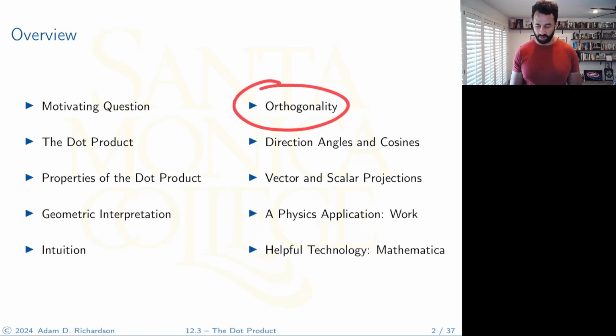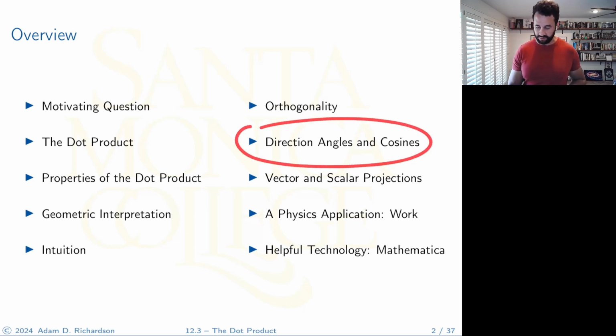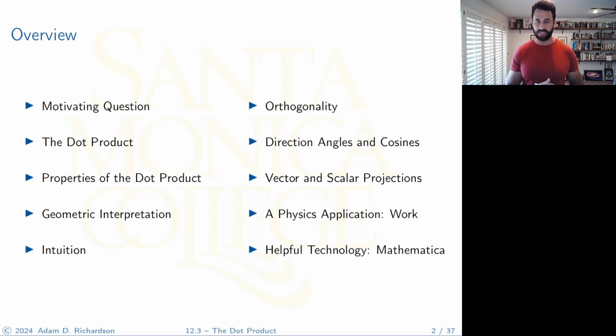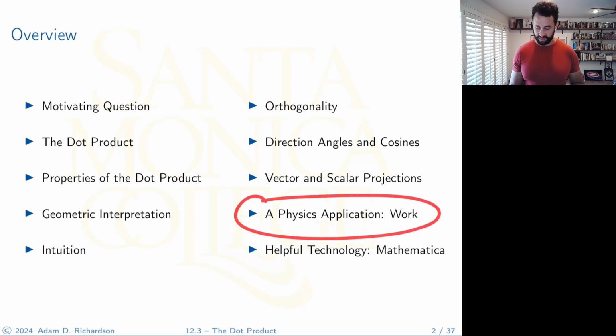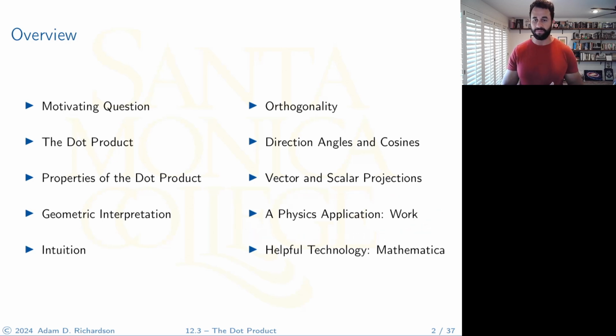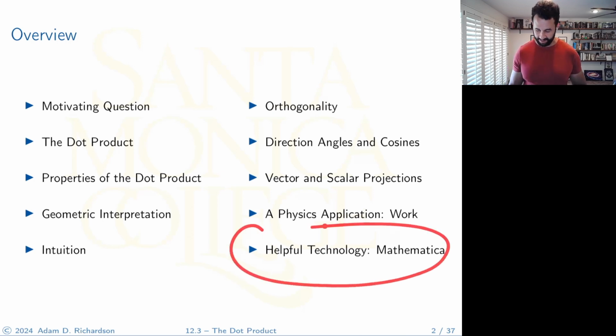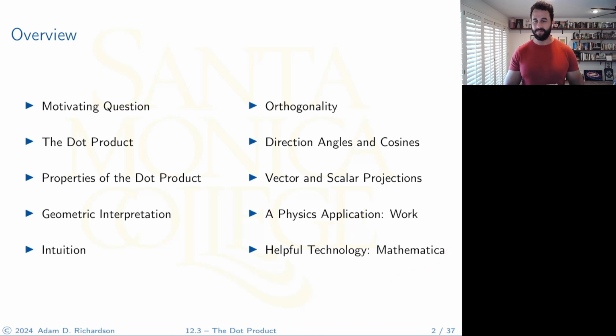Then we're going to define orthogonality. This is one of the nice things about the dot product or just an inner product in general, is it lets you define a notion of perpendicularity that is generalizable. Always want to have an eye toward generalization. Then we'll talk about direction angles and direction cosines, vector and scalar projections, the physics application of work, and then helpful technology, once again, Mathematica.